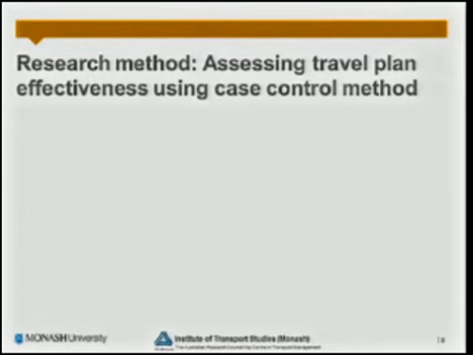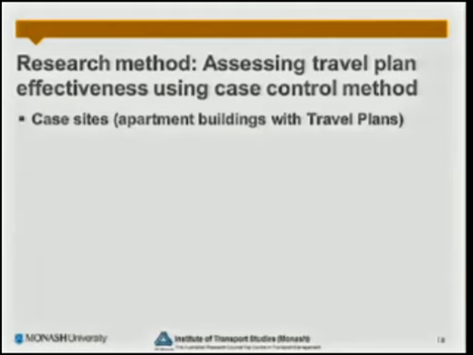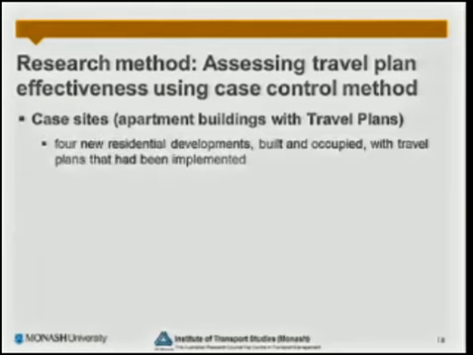Okay. Now back to the second component, and this was how can we assess how effective the travel plans are? And the approach that we took here was case control methodology. So we identified a set of sites where travel plans had been implemented, took some measurements at those sites, and then compared them to apartment buildings that we knew had been developed around the same time, but for which there was no travel plan. So the case sites were all apartment buildings with travel plans.